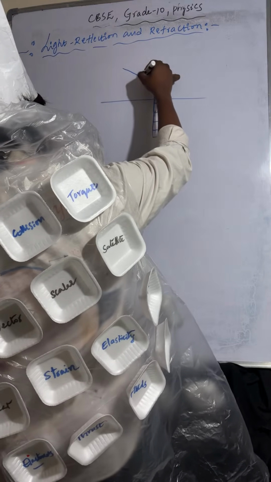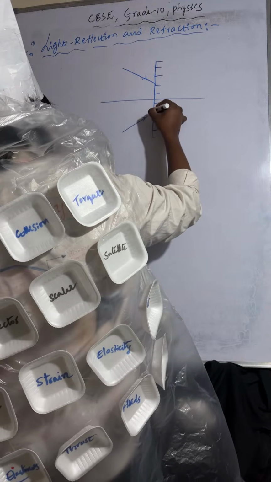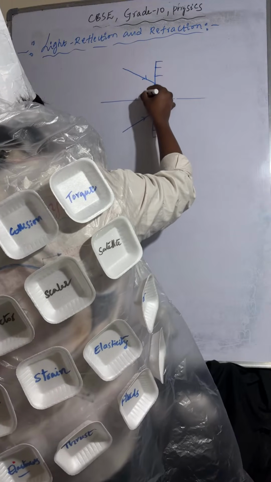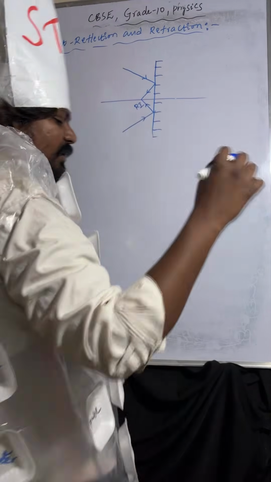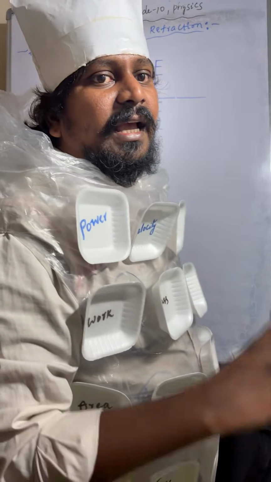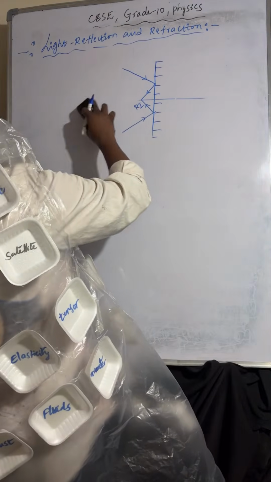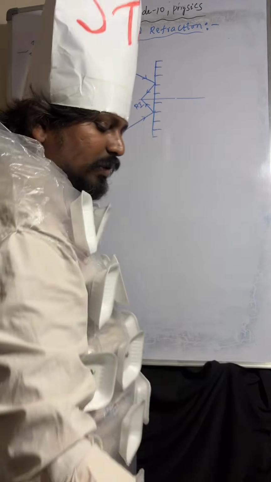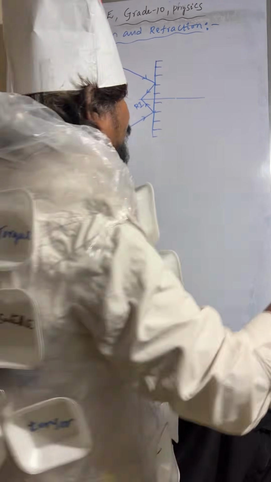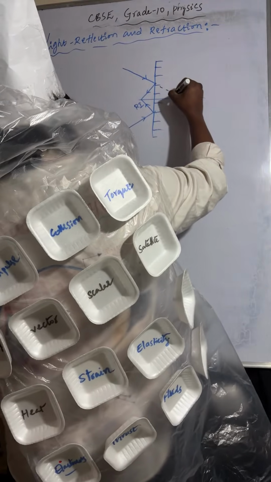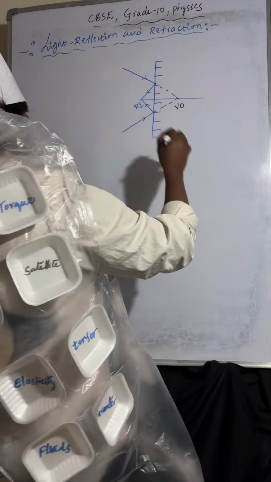Light rays are coming from the source. After reflection, those light rays are meeting at one point. So this is a real image. If you extend those light rays, the extended light rays meet at one point. That is called a virtual object. Here you can see, this is a virtual object. Real image and virtual object.